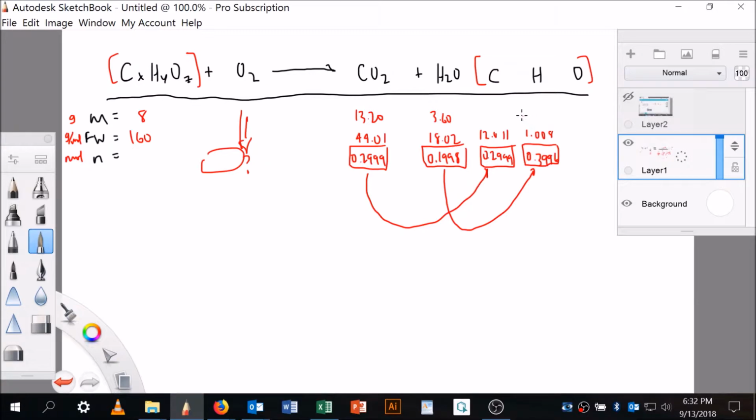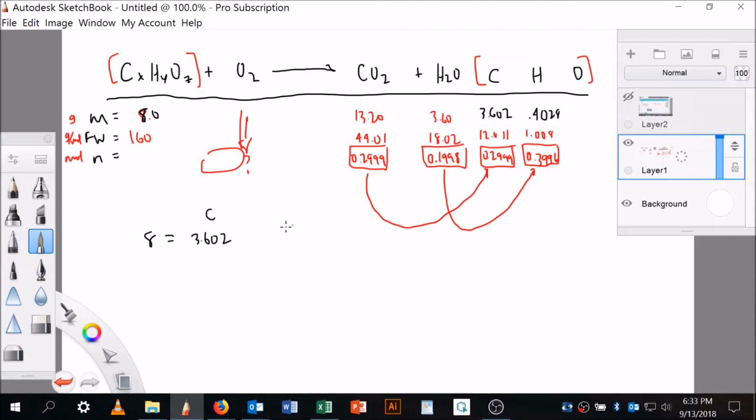I'm going to do this in a different color. I'll make it black. We had 8.0 grams total, right? And 0.4 of it, 0.28, was hydrogen. How much was carbon? It was 0.2999 times 12.011 equals 3.602. 3.602, right? And so we know that 8 is equal to 3.602.